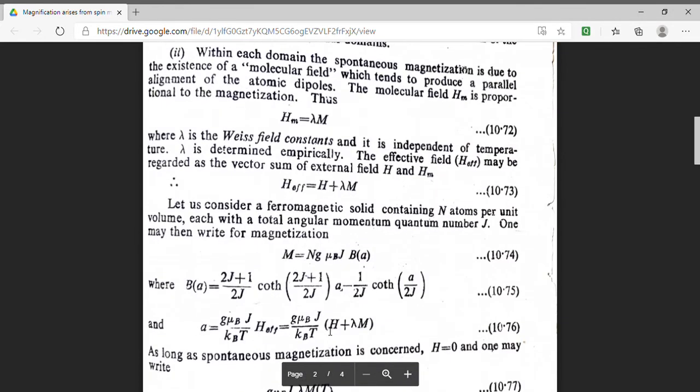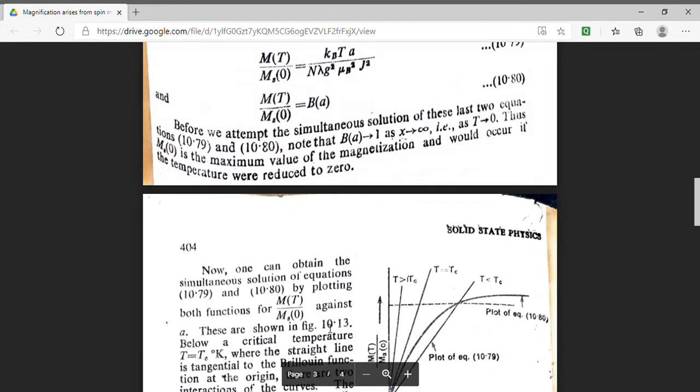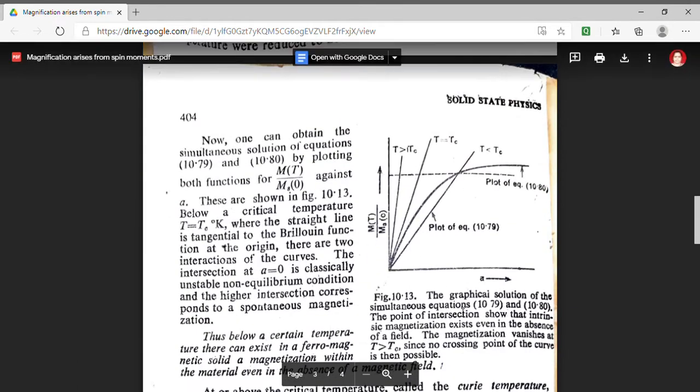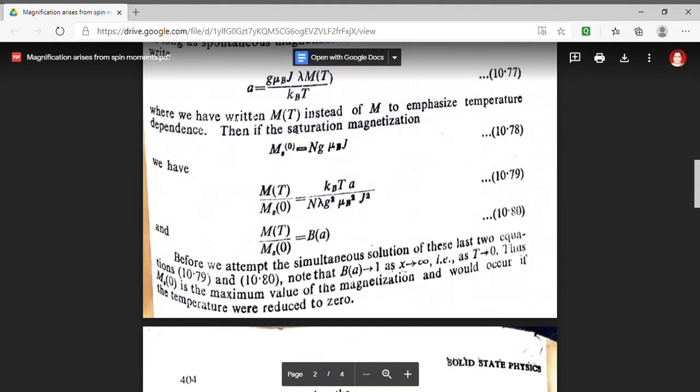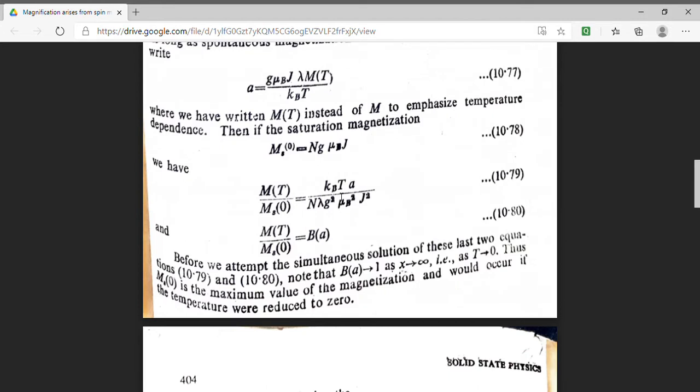In my previous lecture, we showed that on plotting a graph between M upon Ms0 versus a, we obtained a graphical solution for two equations. These were M upon Ms0 equal to kBT a upon n lambda g square mu B square, and the other equation was M upon Ms0 equal to Ba.